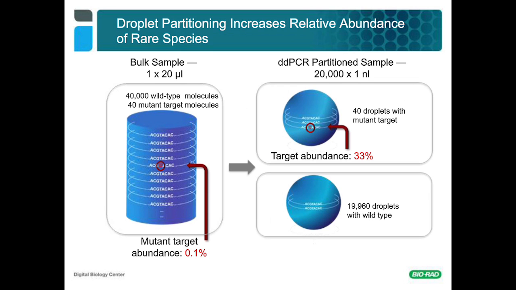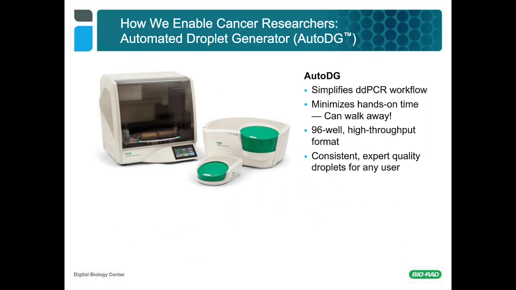In this example, the bulk sample has a mutant species present at 40 mutant copies in 40,000 wild-type molecules. When the sample is partitioned into 20,000 droplets, 40 droplets will contain the single mutant target, now at a ratio of 1 in 3.